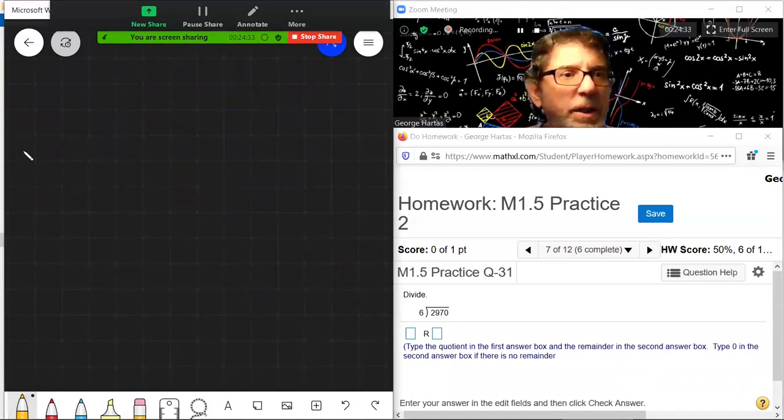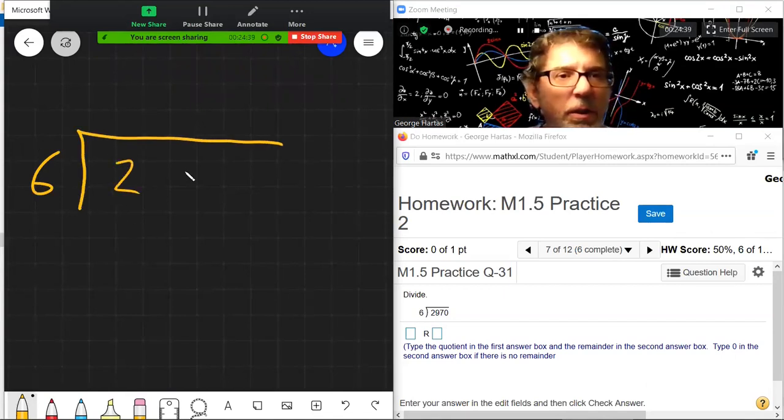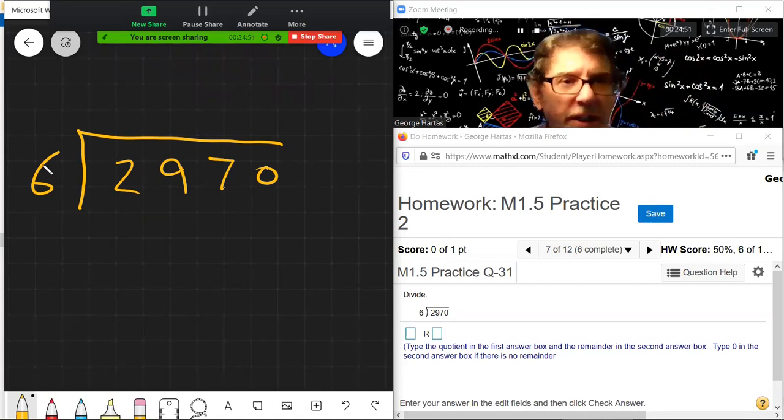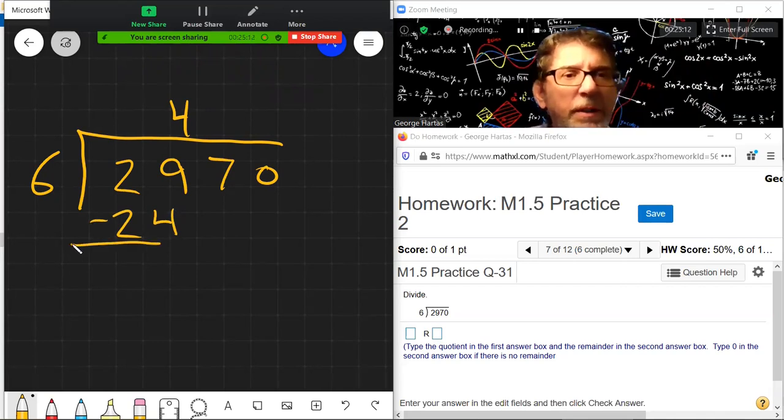All right, let's keep going. 6 divided into 29,70. Can 6 divide into 2? Nope, leave it blank. Can 6 divide into 29? Yes, it can. And it divides into 29, excuse me, 4 times. 4 times 6 is 24. Subtract. 29 minus 24 is 5.